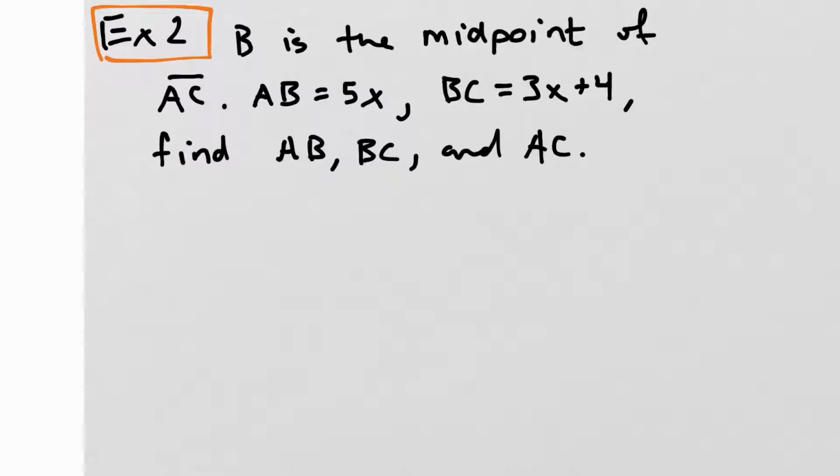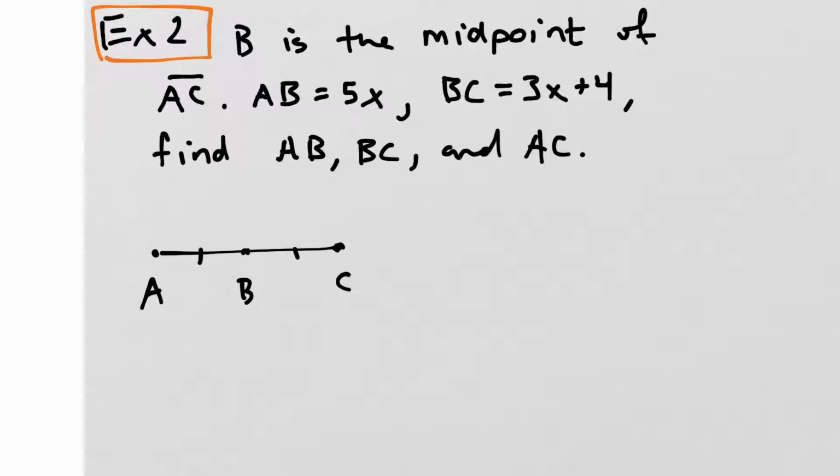So here we have B being the midpoint of AC, just like we had before. AB is supposed to equal 5x, BC is supposed to equal 3x plus 4, and we're supposed to find AB, BC, and AC, all those lengths. So the first step is to draw this, and I know that B is the midpoint, so that means this is congruent to that. Another way of saying this is B bisects A and C, which just means it cuts it in half. Bisect means to cut in half.